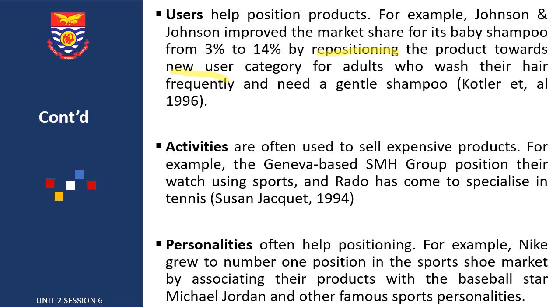Personalities often help positioning. For example, Nike got the number one position in the sports shoe market by associating their products with the basketball star Michael Jordan and other famous sports personalities. You realize that we all know Asamoah Gyan, who is in the Omo advertisement. So everyone believes that even Asamoah Gyan uses Omo, so why shouldn't I go in for Omo? Once the personality is attached to the product, it tends to increase the market share.